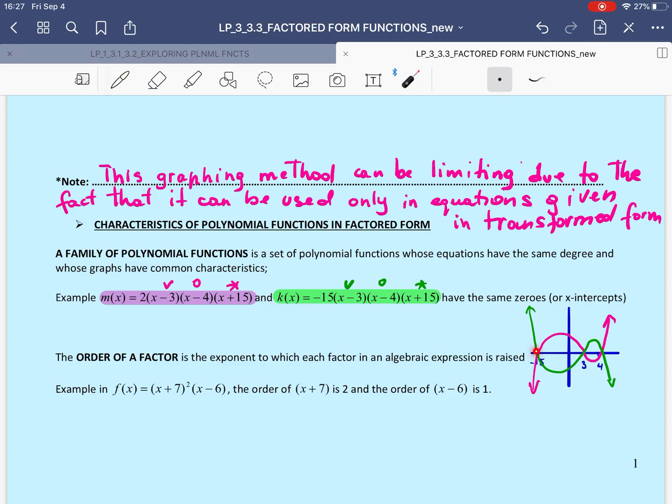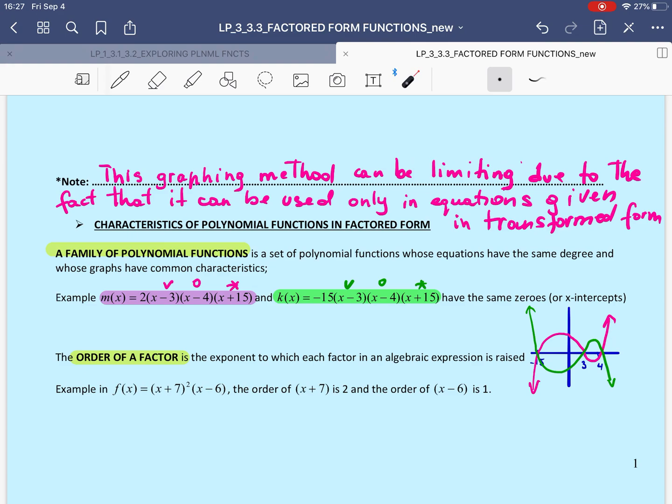Okay, so what they have in common, though, are the x-intercepts. The next thing that we want to talk about, which is very important again, is the order of a factor. So why do we need to learn the order of a factor? The order of the factor will help us determine the shape of the graph around the x-intercepts. The order of the factor is very easy to determine. It is the exponent to which each factor in an algebraic expression is raised.